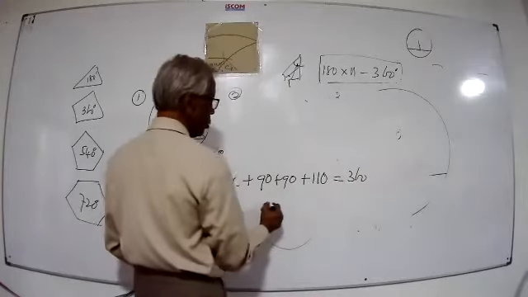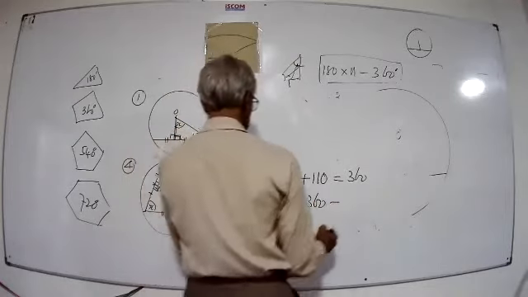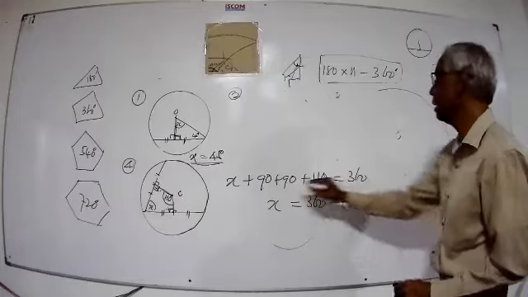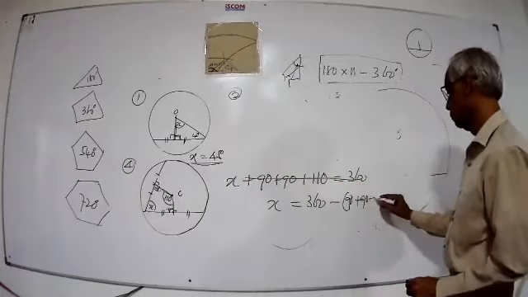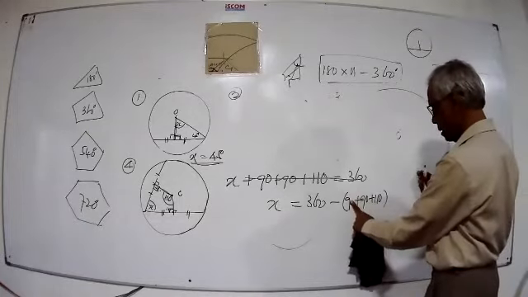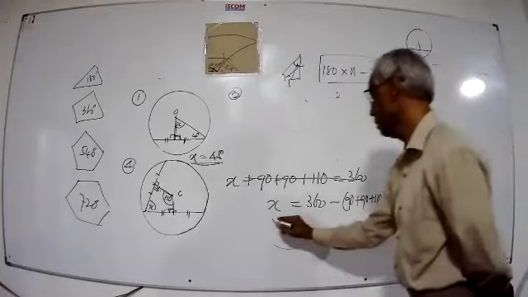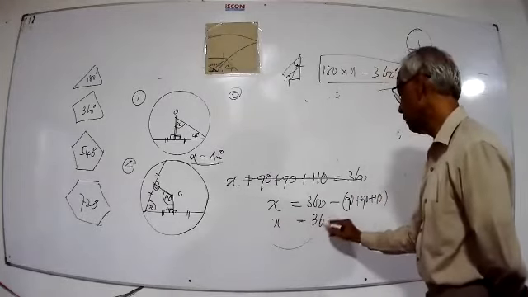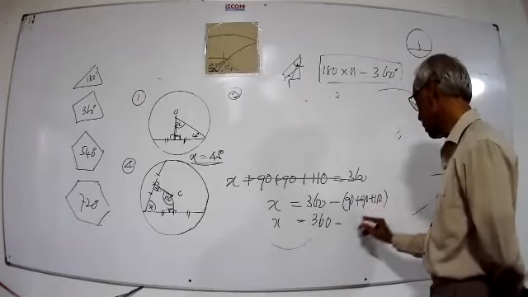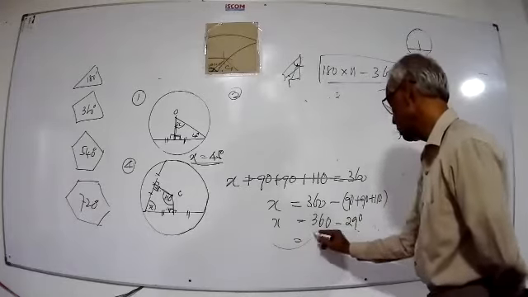You can write x equals 360 minus the others. Then subtract 70.